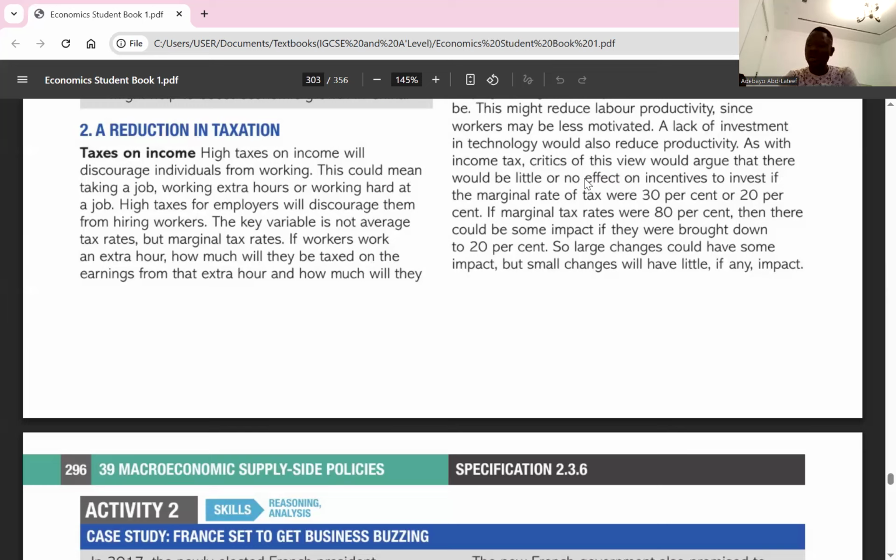And the other one is that when you cut income tax, it results in inequality of income because high income earners will earn more, low income earners will earn less. And that widens the gap. I think the point about that is clear. Yes. That is taxes on income. Then we have taxes on profit. And when we talk about taxes on profit, we're talking about the corporation tax.